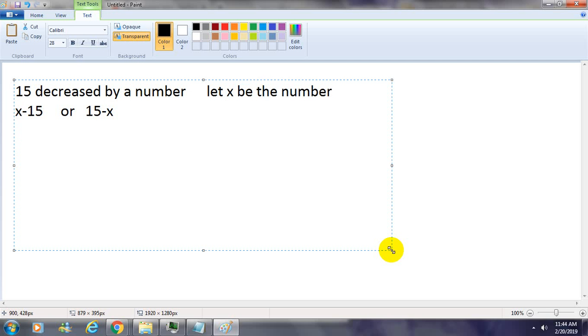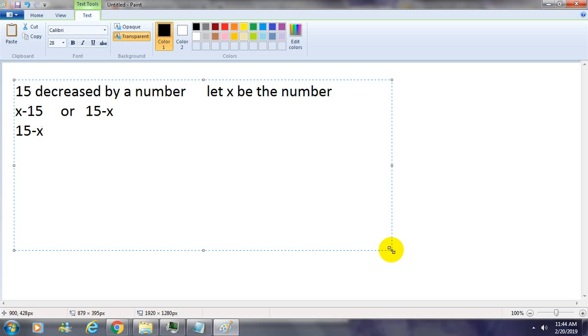15 decreased by a number. Now, what you could do is just stare at it and say it out loud about 3 times while looking at both options. 15 decreased by a number. After you do it about 3 times staring at it, you see that it's this one. It's 15 decreased by a number.